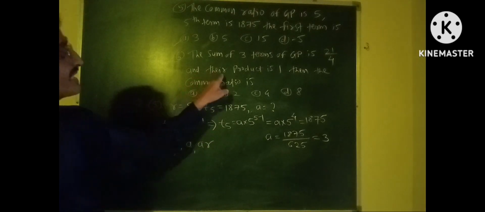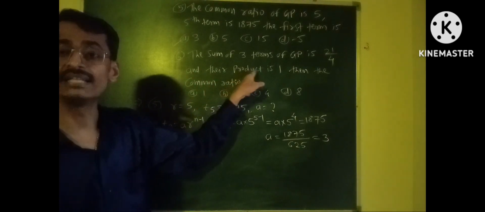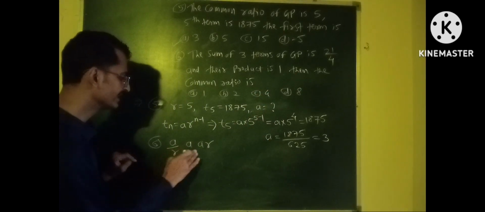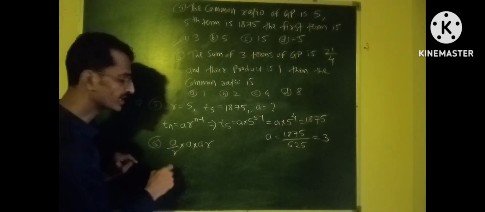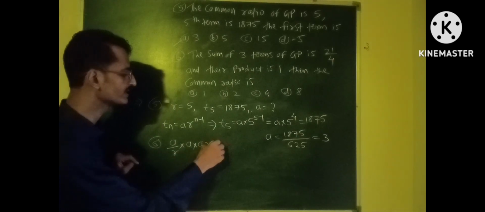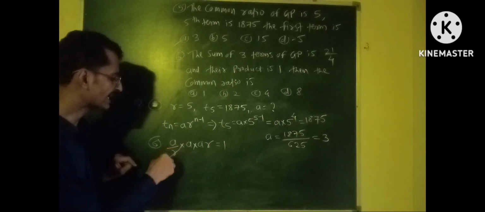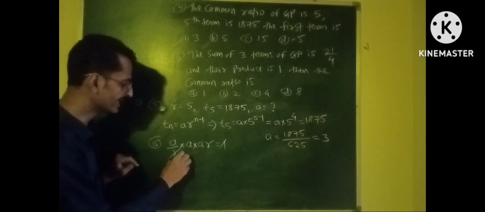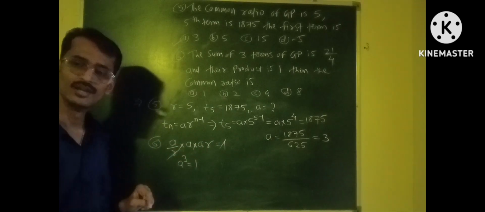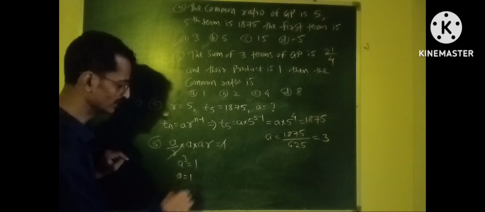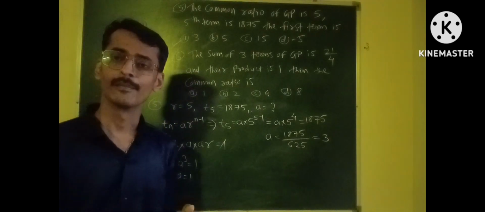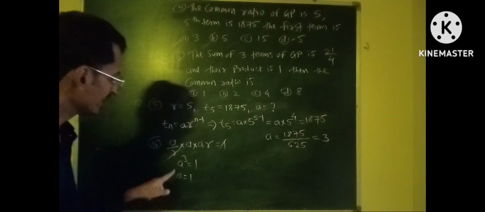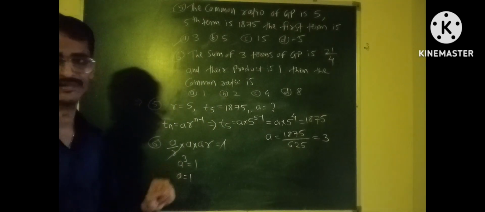So first use the second condition, that their product is 1. Multiply these 3. The product of these 3 numbers is 1. So r gets cancelled. a into a into a is a cube, that is 1. And so a is 1. Don't write plus minus, because minus cubed is minus 1. So if a cube is 1, a is 1.